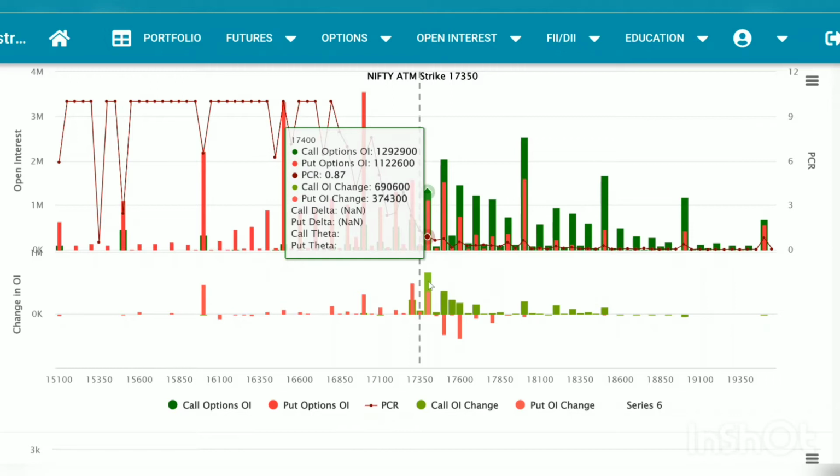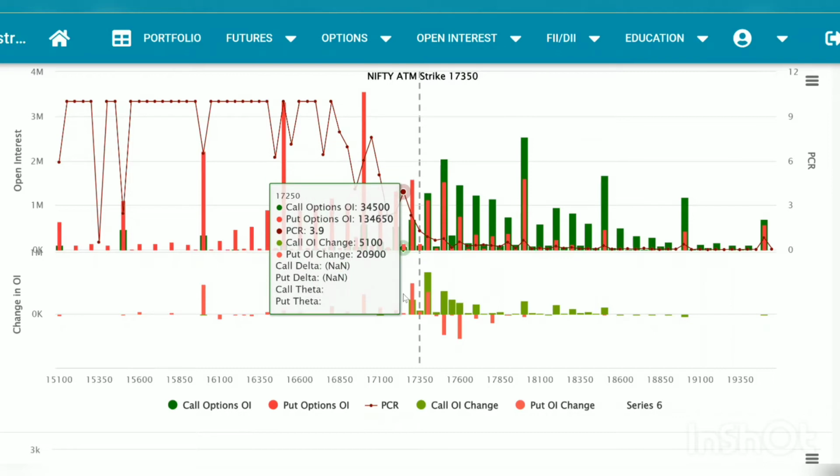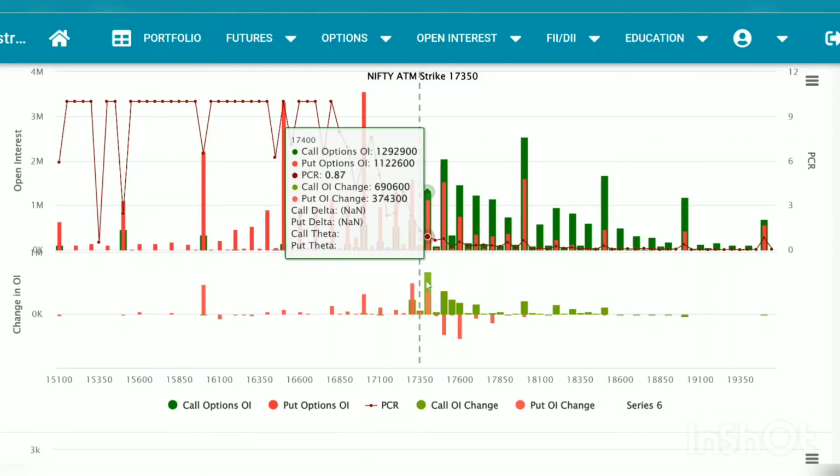Okay, call writing means what? Call writing means in short they have taken an equivalent position like a put. Call writing means they are not expecting the market to go up, and put writing is like taking a call kind of, but not exactly. Put writing means they are not expecting the market to fall. So what we can see over here, the green bar is higher in number, right? So it means more people are thinking 17,400 will not be broken on the upper side. So that's why they have written the calls.